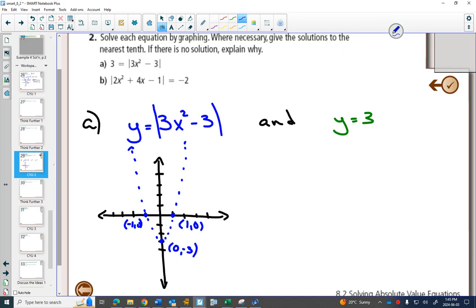What's the absolute value going to do? It's going to take this part here and flip it up and make this W-looking graph. Next, in green, we're going to graph y equals 3. Can you see that there are 3 solutions? There's one here, here, and here.